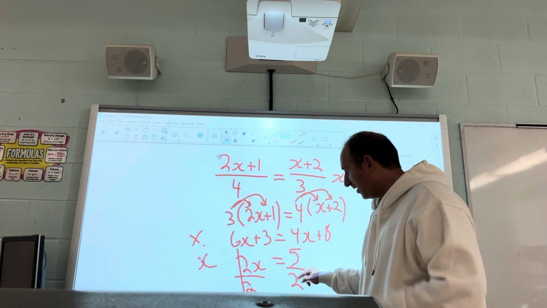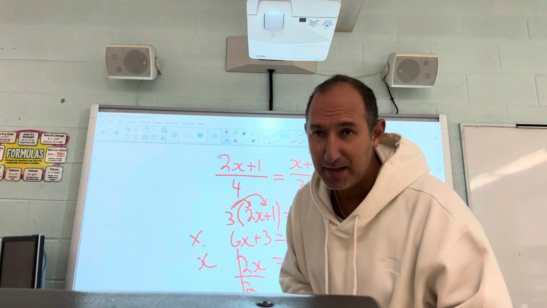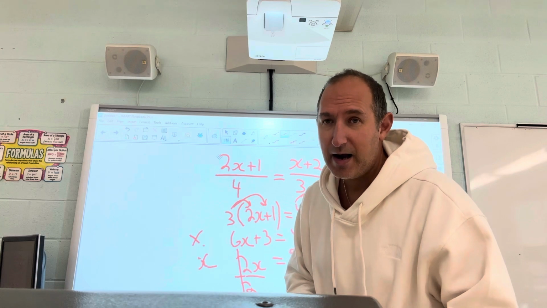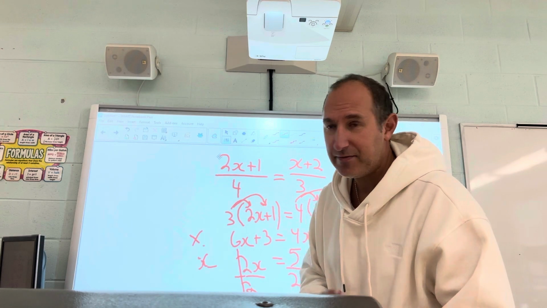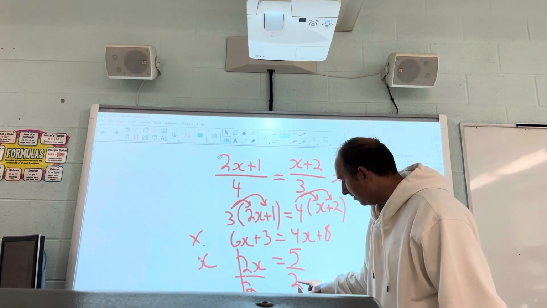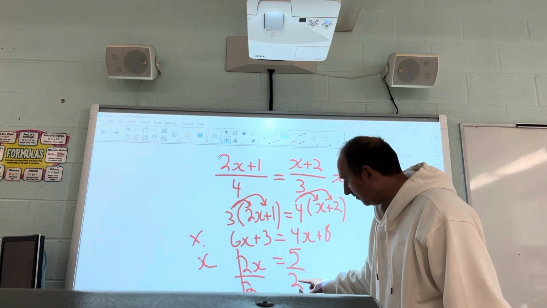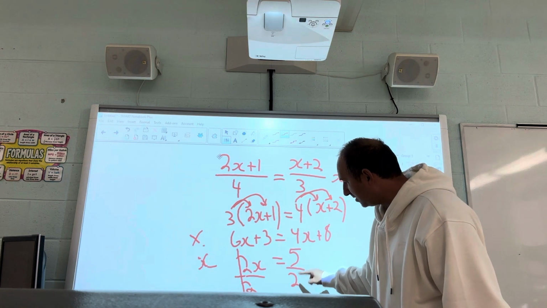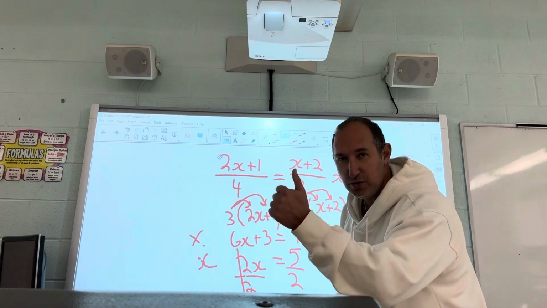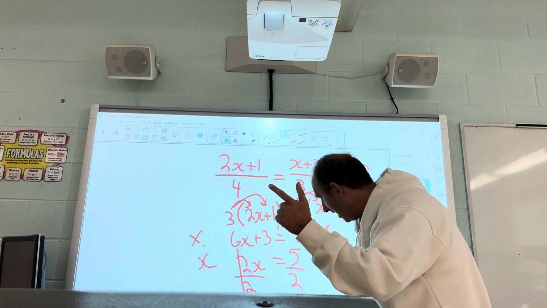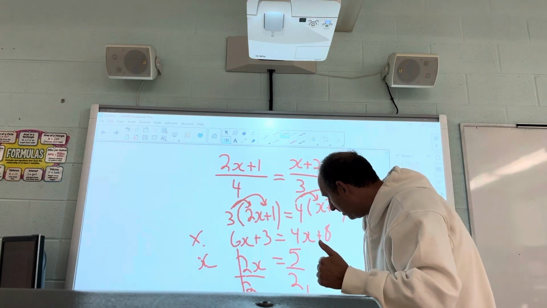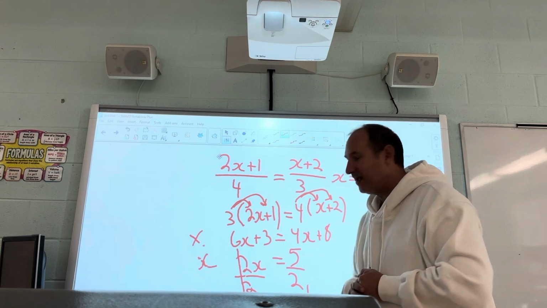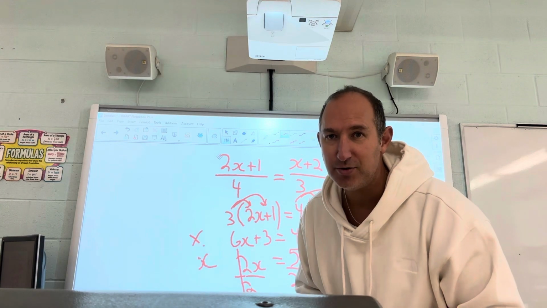5 over 2. I don't really like to have what's called a mixed number, okay? I want to have a number that's going to be found out like this. How many times does 2 go into 5? 2, 4, that's twice. And how much is left? 1 over 2. And that is how you do that one.